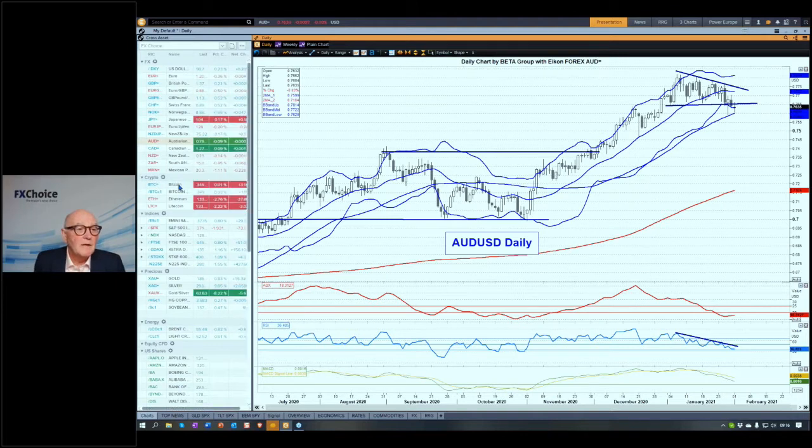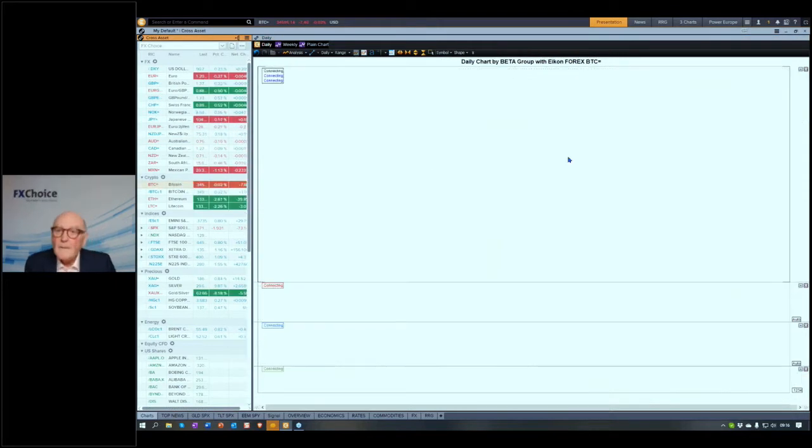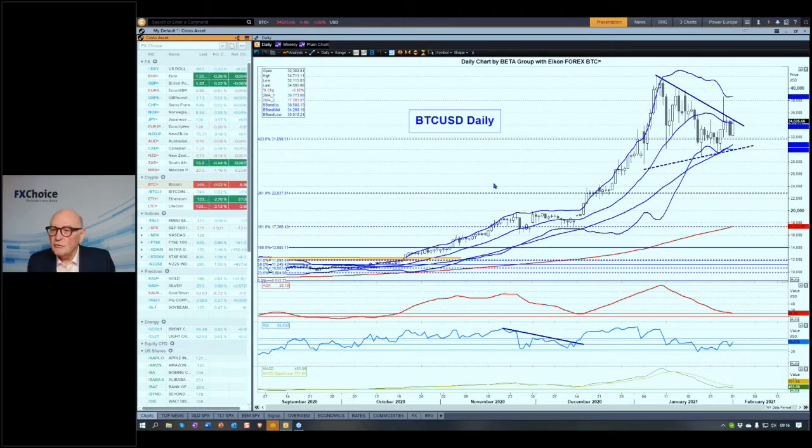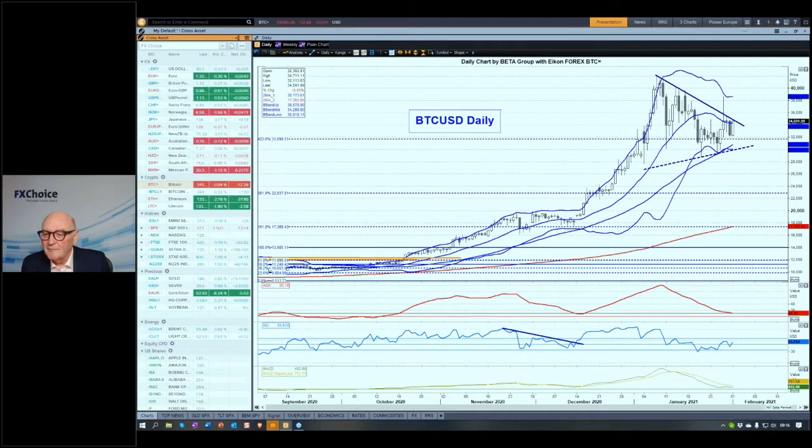Going to Bitcoin now. Put it with the currencies. Many of my institutional friends say you shouldn't do that, it's not a currency. Well, maybe it's a commodity near a gold.